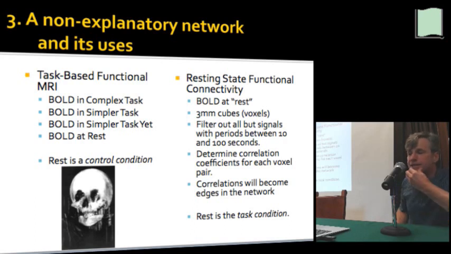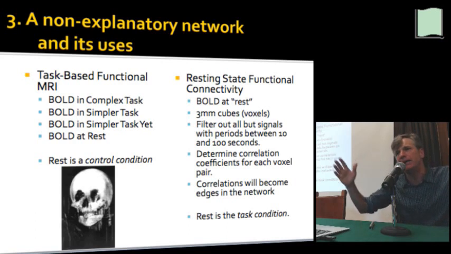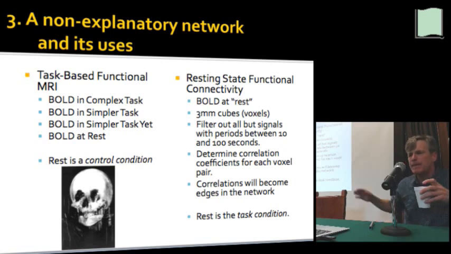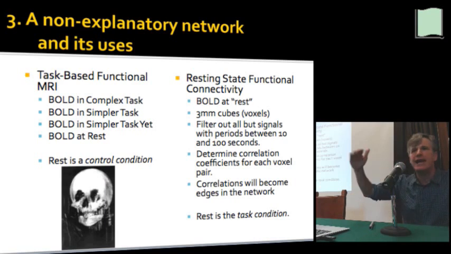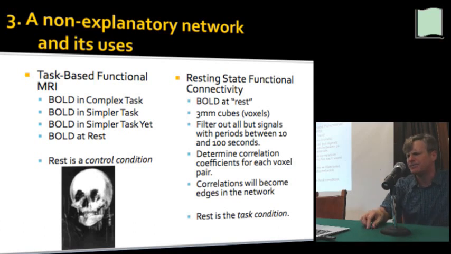You have somebody lay, hopefully motionless, in the scanner. If they move, it creates all sorts of artifacts that are really quite problematic. But you have them lay in the scanner motionless, and then you just take a long-term picture of what's going on with the blood oxygenation in their brain during that time. And you do that for each of the 3 millimeter cubes, voxels, in the brain.